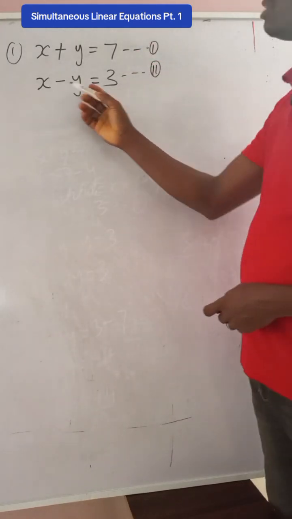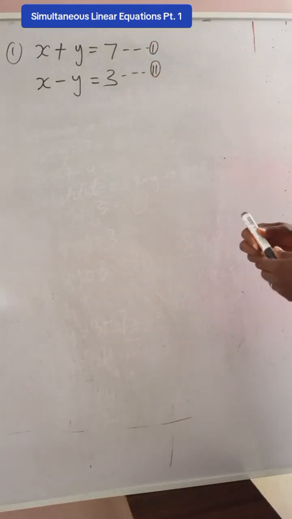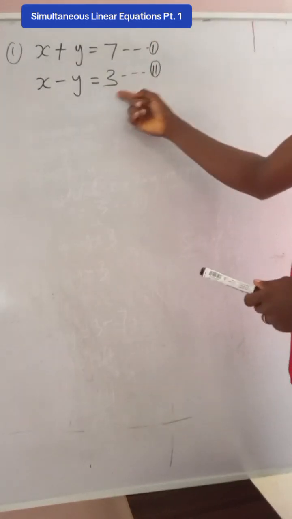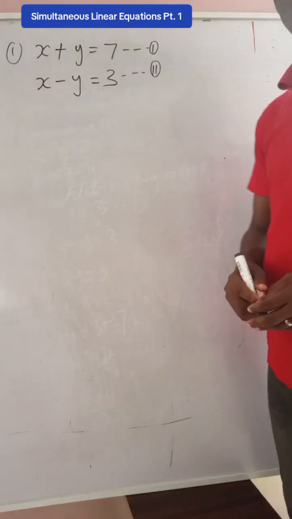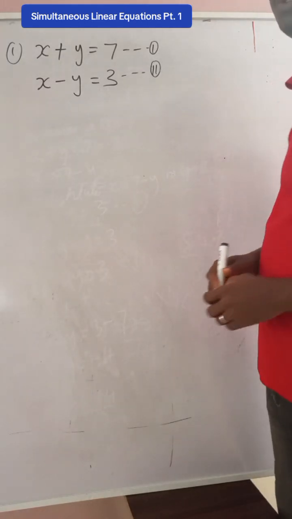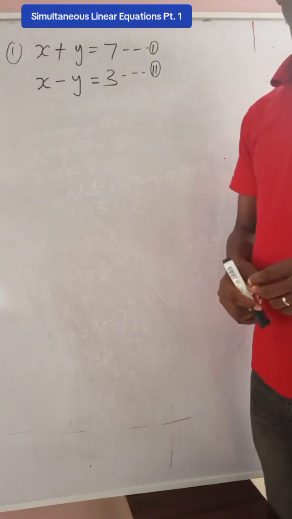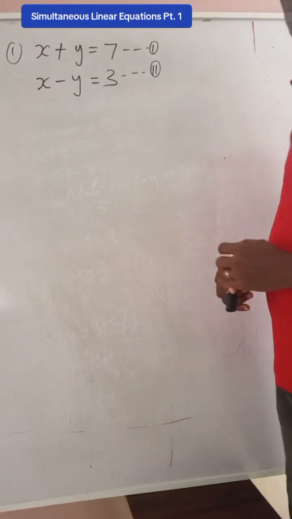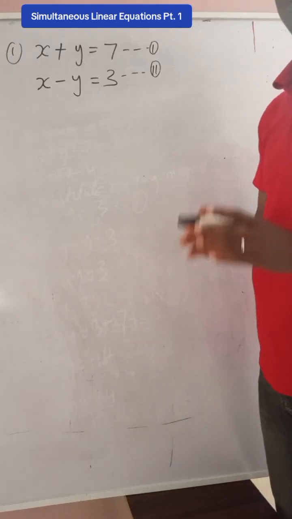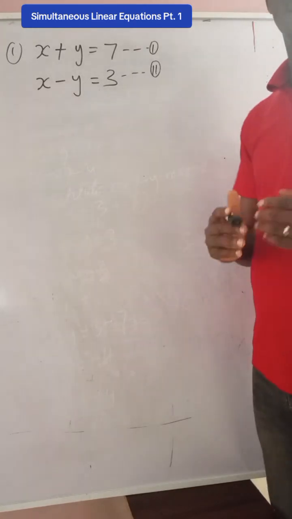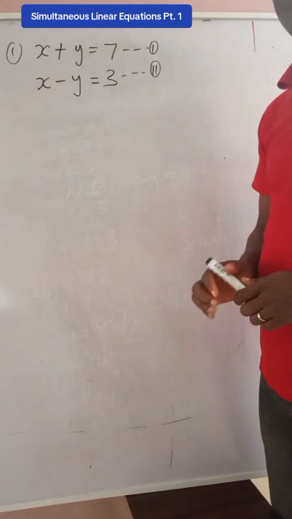7. x minus y is equal to 3. So this is equation 1. This is equation 2. So when you come across something like this, what is the first thing you're supposed to do? We are going to use substitution method. We have substitution method and elimination method, but in this first class, we are going to be using substitution method. Once we are done with substitution method, we can now come back to elimination method.